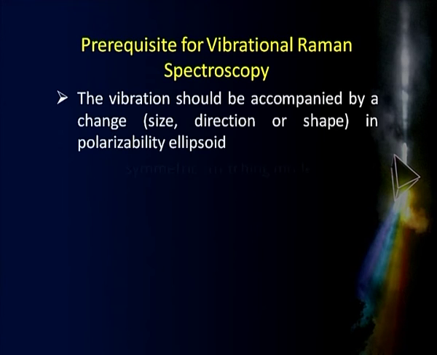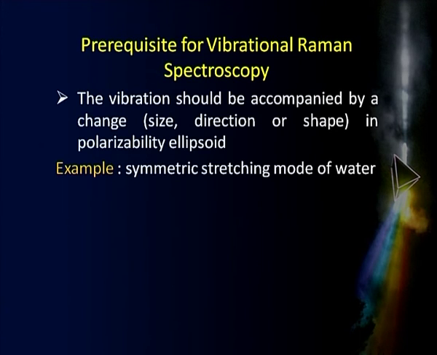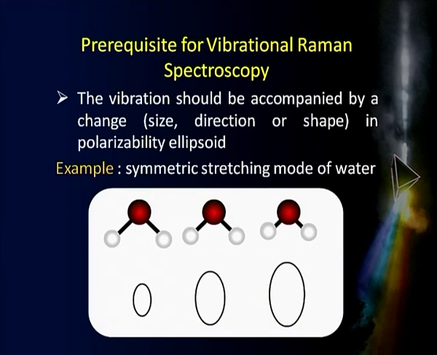Let us take one simple example here: the symmetric stretching mode of vibration of water. In the center is a normal water molecule and this is the corresponding polarizability ellipsoid. This tells me what will happen to the polarizability ellipsoid when the molecule gets stretched out. When you stretch it out, these bonds become longer. When they become longer, the polarizability becomes more, and the polarizability ellipsoid shrinks, becoming smaller in size.